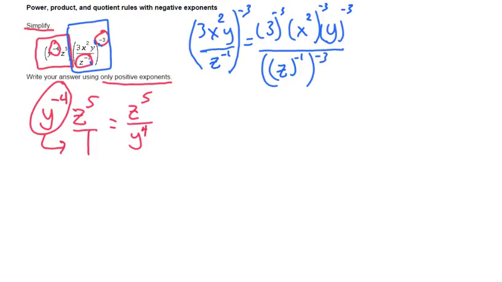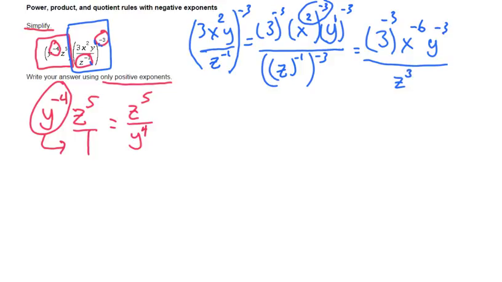Now, when we are multiplying a power raised to a power, we multiply the exponents. So what I get here is 3 to the negative third power. I'm not going to worry about what that is yet. X to the negative sixth power. 2 times negative 3 is negative 6. Y, this is a 1 right here. There's no power, so it's understood to be 1. 1 times negative 3 is negative 3. So that's y to the negative third power over negative 1 times negative 3. That's z to the positive third power.